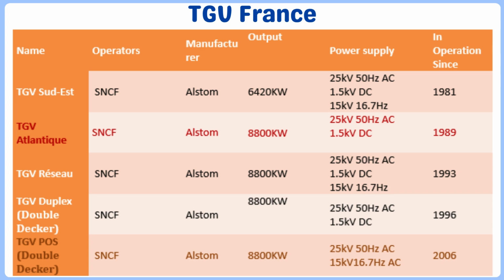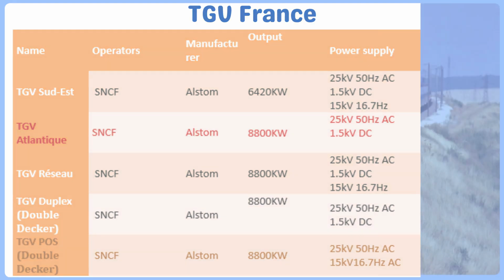The Atlantic TGV rolling stock marks significant technical progress in terms of performance, 8,800 kilowatts power, as opposed to 6,450 kilowatts for the Southeast TGV. Capacity, 485 seats as opposed to 368 seats, and comfort, as confirmed by runs at 300 km per hour and beyond. TGV Duplex and TGV POS are double-decker trains.